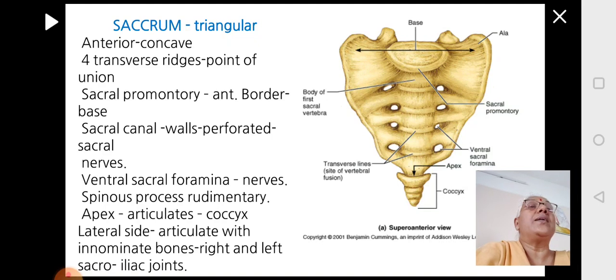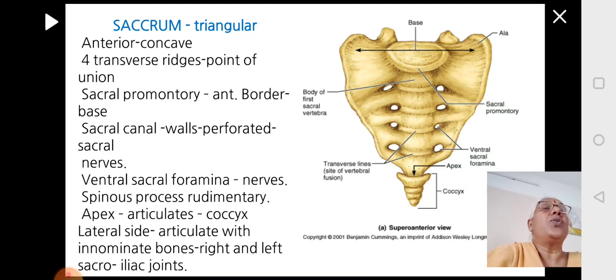Now coming to the sacrum. The sacrum is formed by the fusion of 5 vertebrae. All of them are fused together to form the sacral vertebrae. If you look at the shape of the sacrum, it is triangular, and the last part is the coccyx. So the upper part is the sacrum, the lower part is the coccyx, which will support the tail.